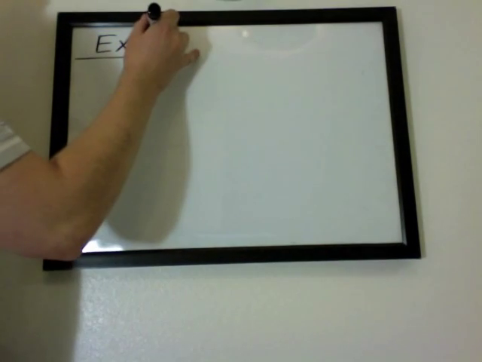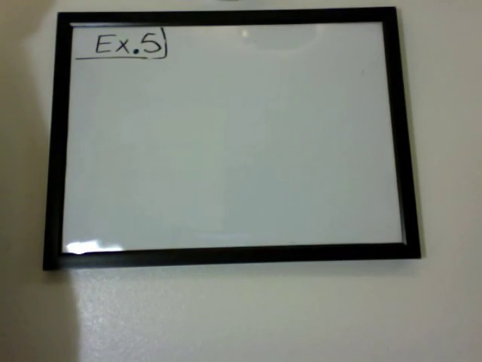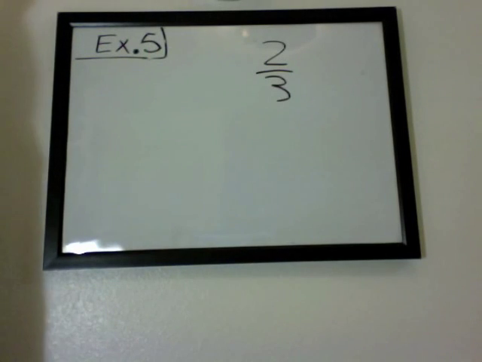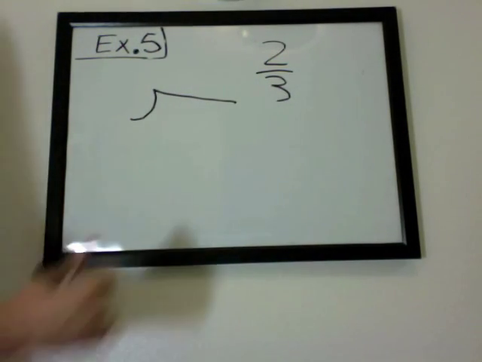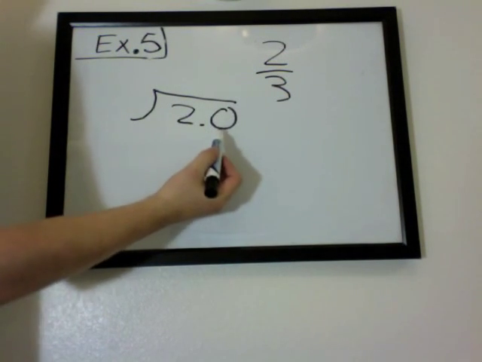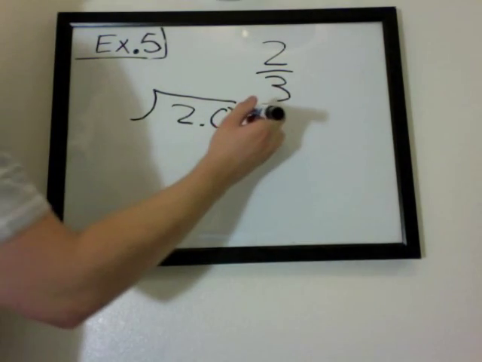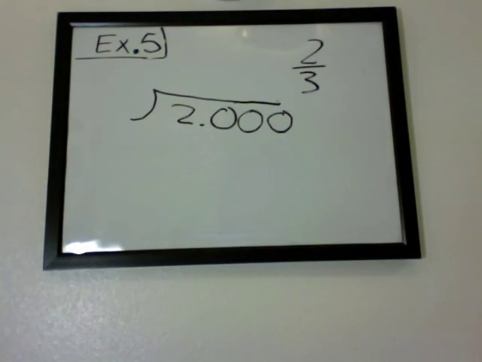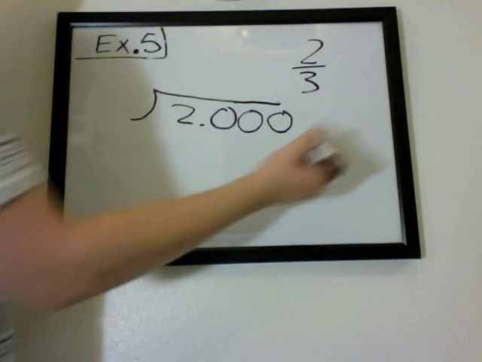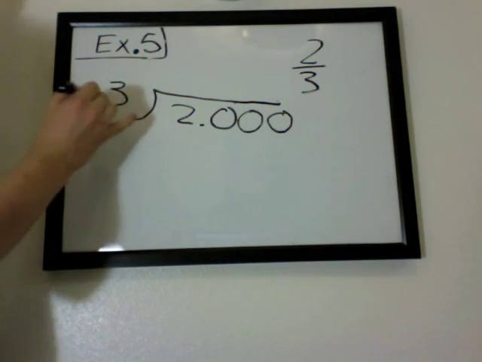Example number 5. Say we have a fraction of 2/3. Remember to put the top number within the division sign. Add a decimal and put a 0. In this case, we're going to add a little more zeros than necessary. You will see in a second. Now add the denominator, the bottom number, to the outside.